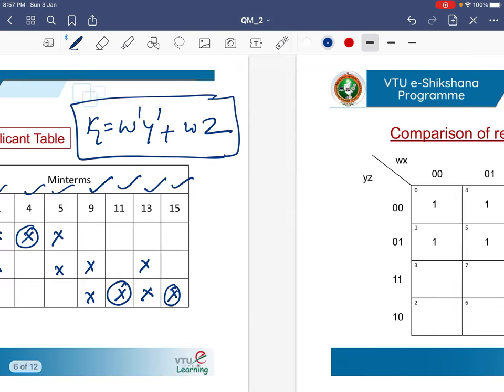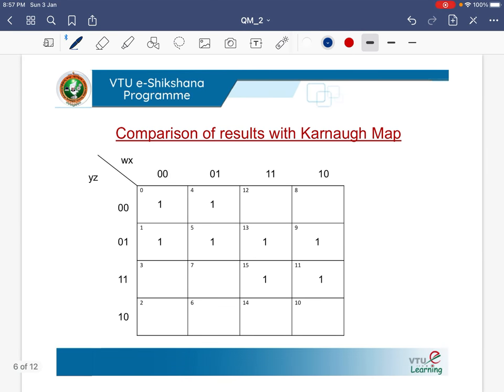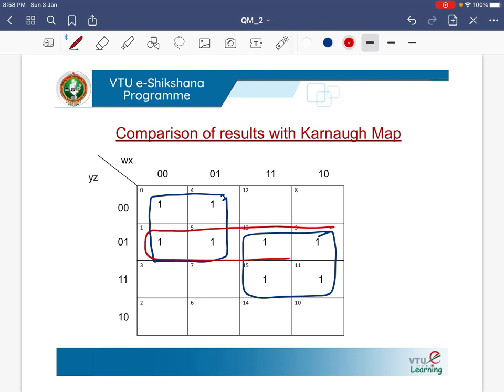The same thing can be verified through the K map. This is a 4 variable K map. All these ones are put with respect to the minterms given in the problem. Now we have to group the minterms, group the ones. This is one group. This is another group. And this can be the other group.